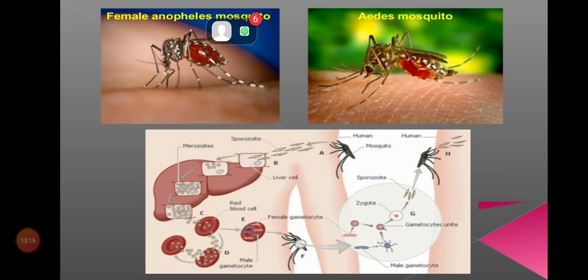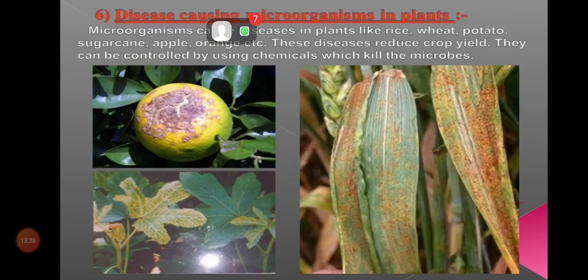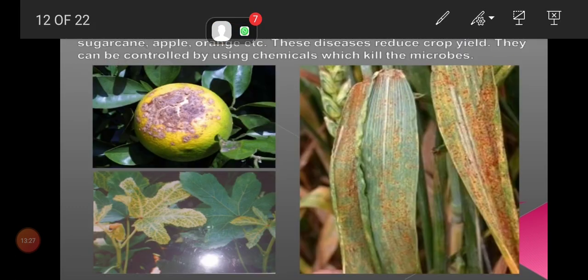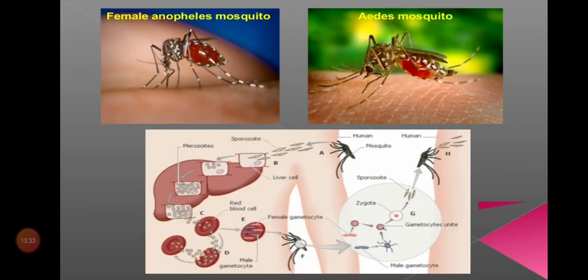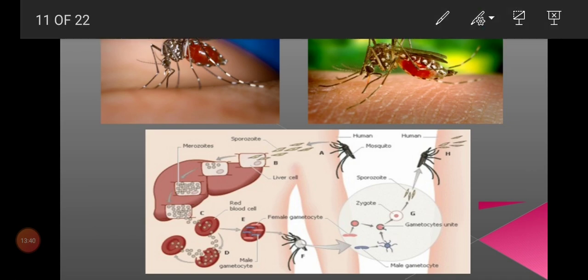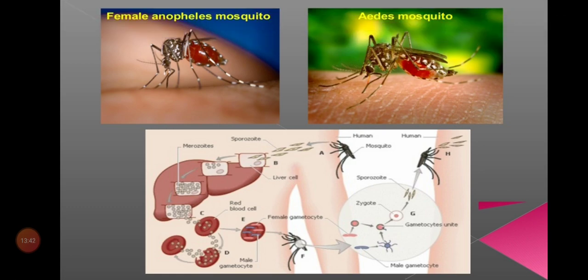That Plasmodium microorganism comes under a protozoa group. And in the second picture we can see the Aedes mosquito. This will cause dengue fever. At your level you only need to remember the types of microorganisms. So the Anopheles mosquito will cause what disease? It will cause malarial fever, and Aedes aegypti will cause dengue fever.